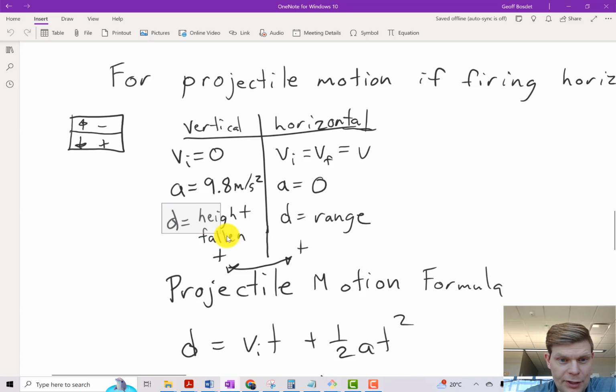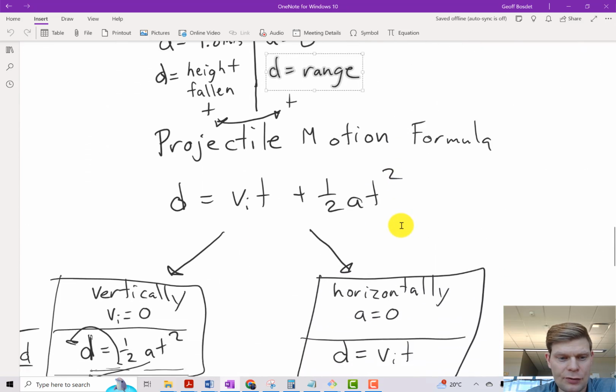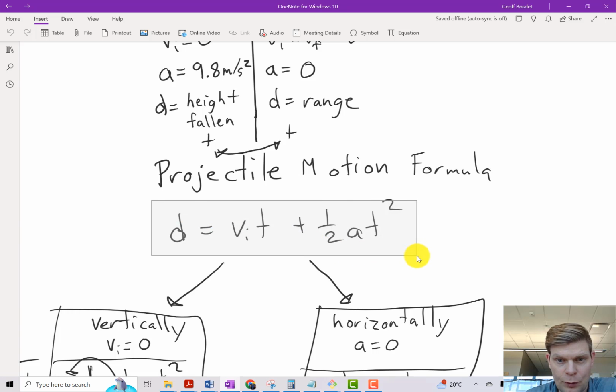And this will be the height fallen. Your vertical displacement is the height fallen. And your horizontal displacement is often called your range, how far from the edge something ends up, edge of the cliff. You will, in general, for these type of questions, just for horizontal projectile motion, always be using this formula.